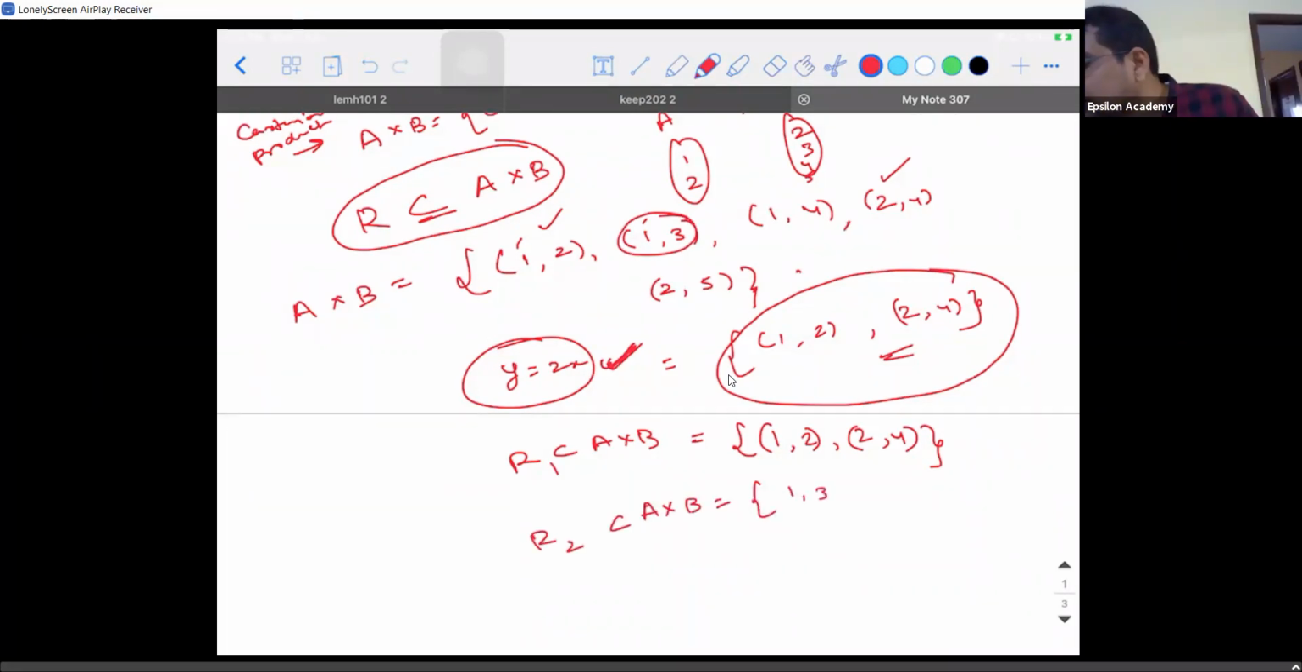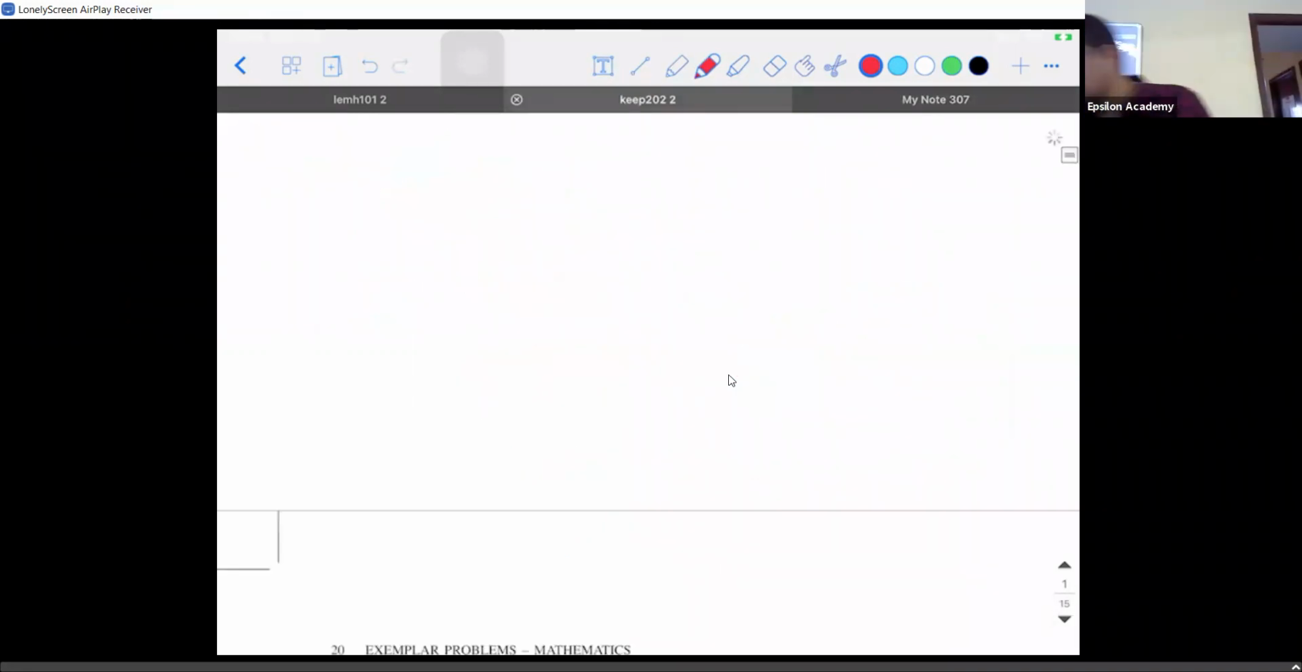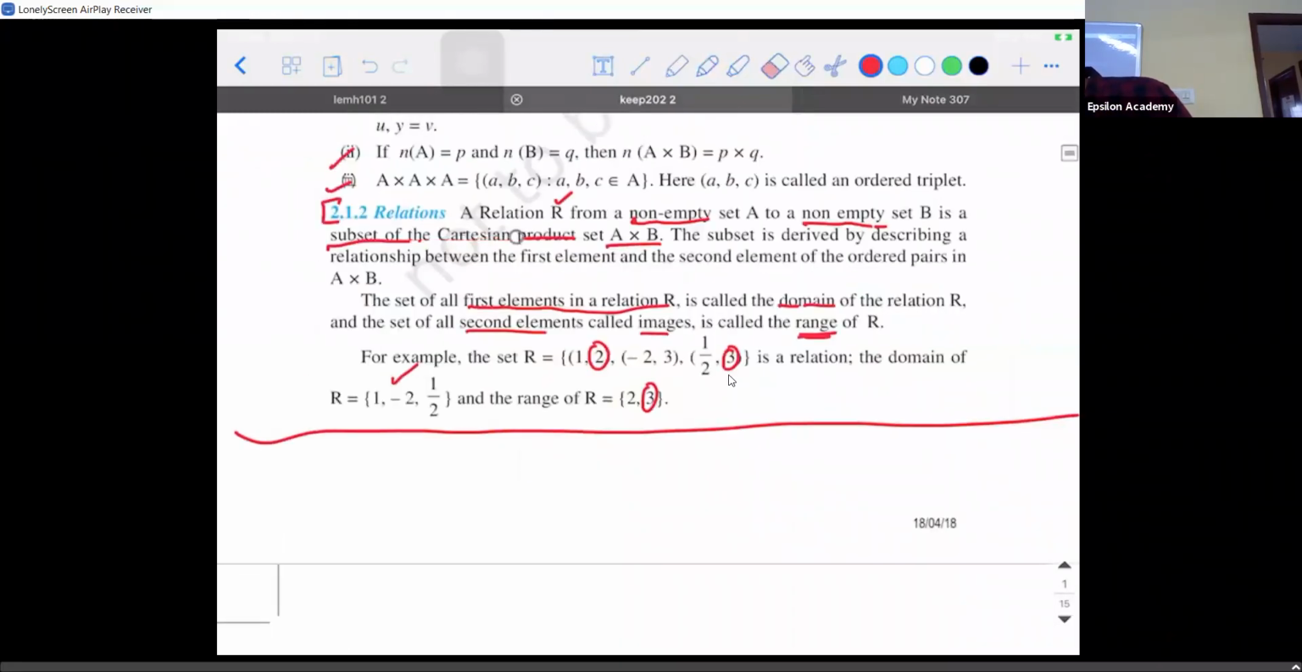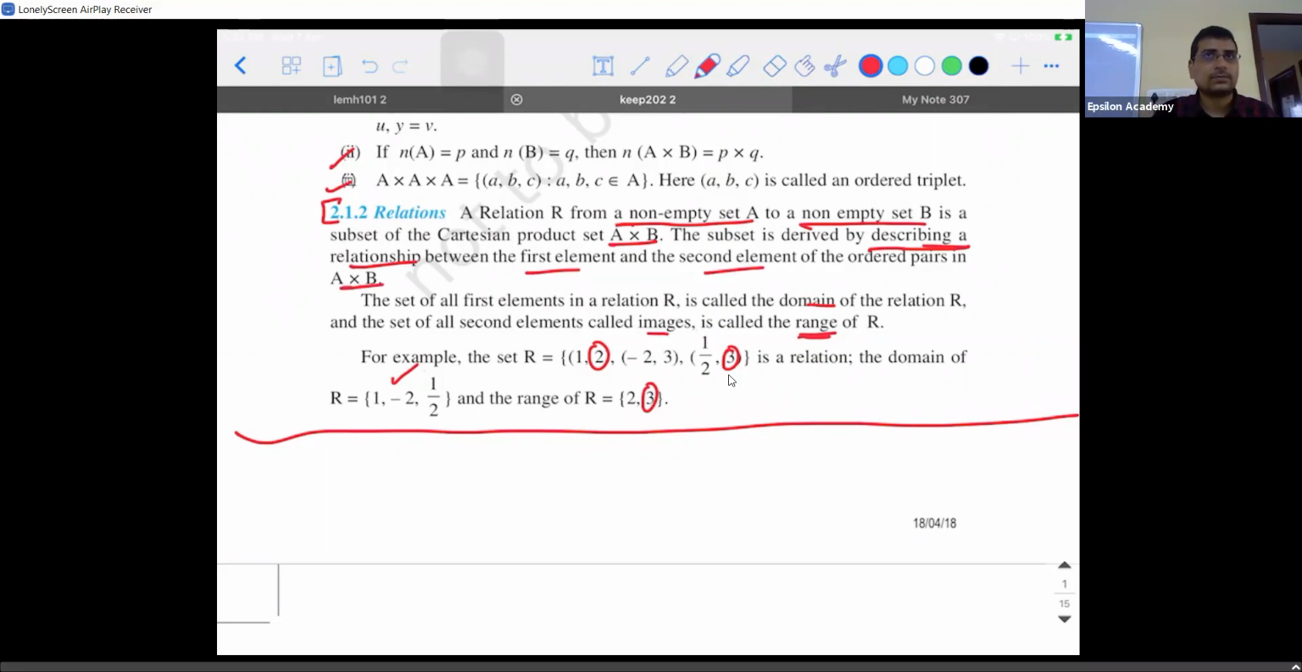If I write it as (1, 3) now, and I ask you to frame a mathematical relation, that is what they have mentioned here. I'll read that point out. Listen. What are they saying? A relation R from a non-empty set A to a non-empty set B is a subset of the Cartesian product set A cross B. How is a subset derived? The subset is derived by describing a relation. What relation are they speaking of? A mathematical relationship between the first element and the second element of the ordered pairs in the set A cross B. Am I clear? Right?